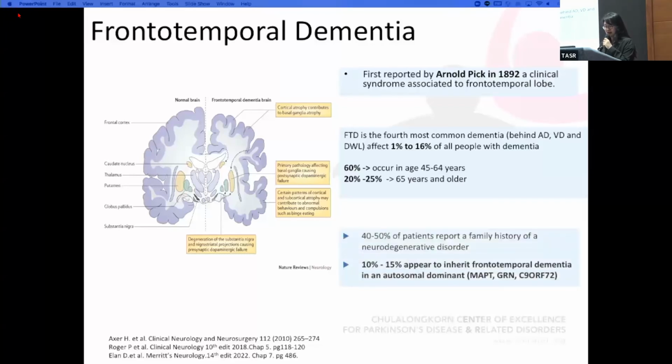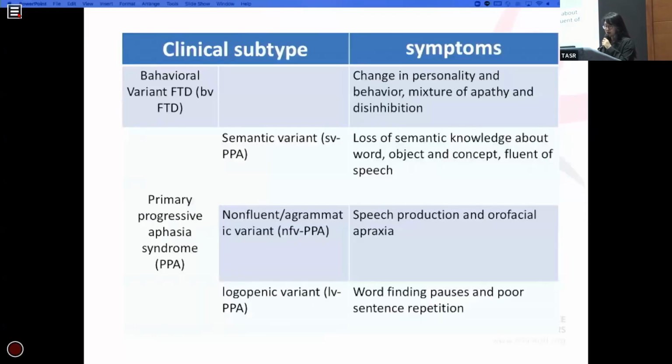10 to 15% appear to be inherited in an autosomal dominant pattern, and the three mutated genes are MAPT, GRN, and C9orf72. There are two subtypes. The behavioral variant is the most common, nearly 60%, and the other one is primary progressive aphasia, about 40%. PPA is divided into three subtypes: semantic variant, non-fluent agrammatic variant, and logopenic variant. When this progresses, gait disturbance can be seen in every subtype.